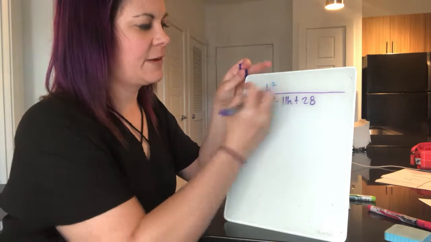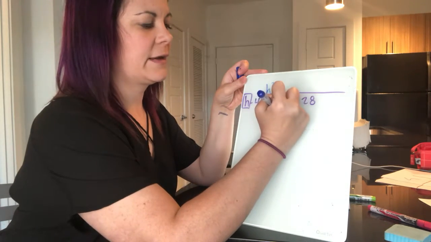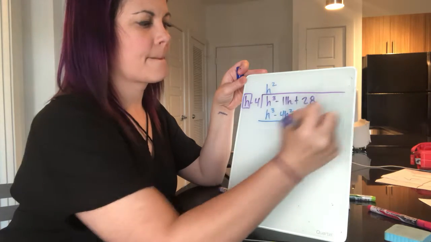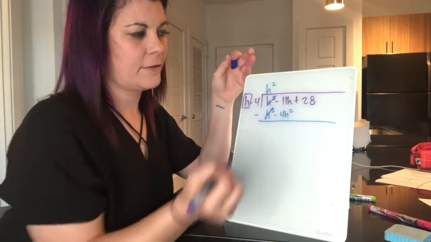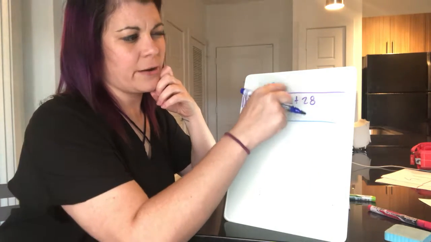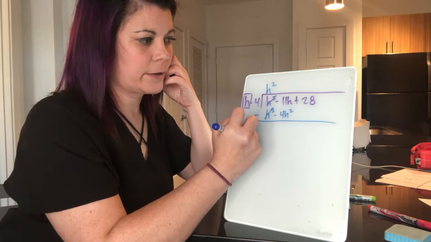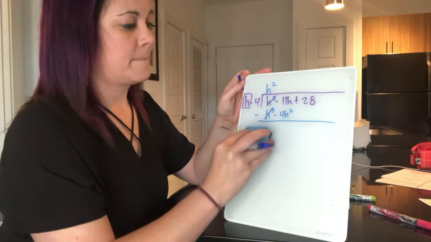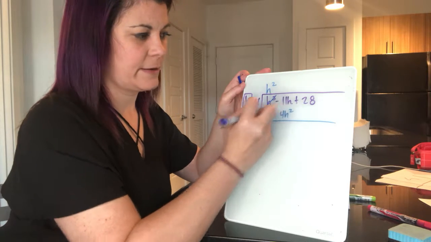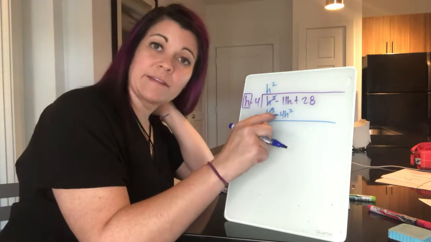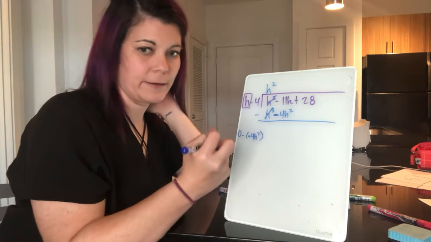So h squared times h is h cubed. Then we have to do h squared times negative 4 is negative 4h squared. Okay, again, we're subtracting these. So h cubed minus h cubed, they cancel out. There's not an h squared up here. So really what you're doing is 0 minus a negative 4h squared, because that's a negative. You treat that as a negative and you have to subtract everything.